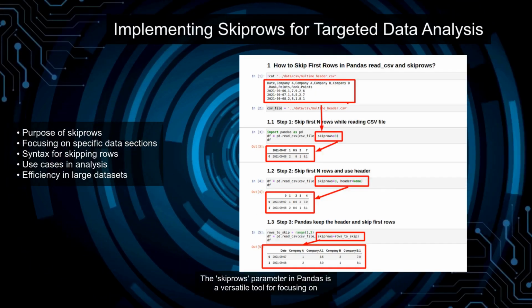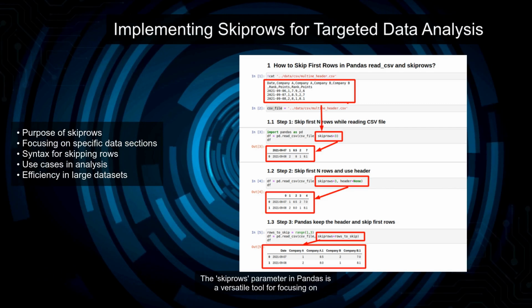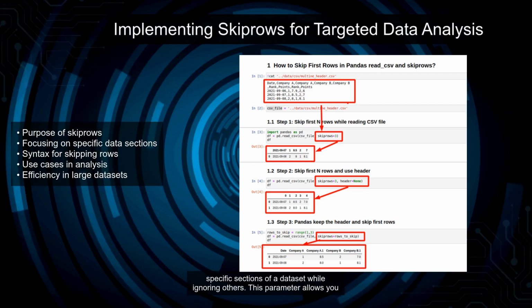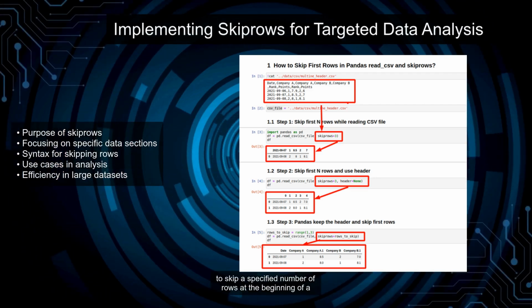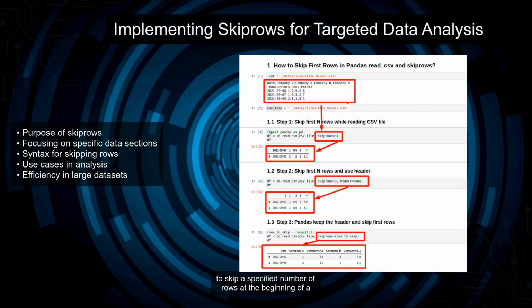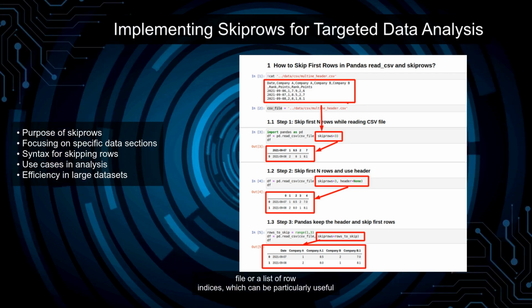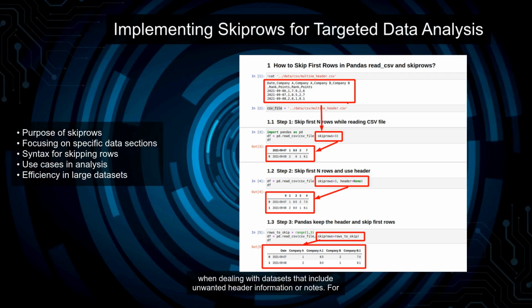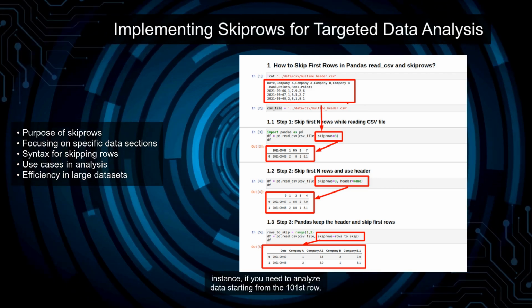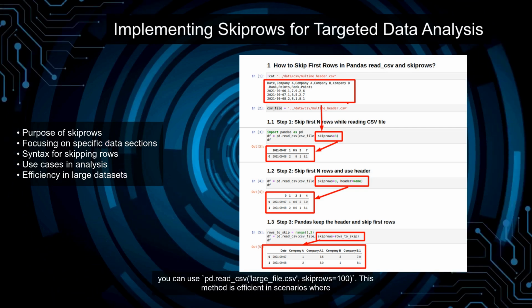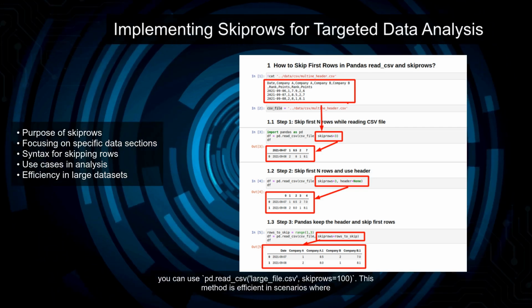The skiprows parameter in Pandas is a versatile tool for focusing on specific sections of a dataset while ignoring others. This parameter allows you to skip a specified number of rows at the beginning of a file or a list of row indices, which can be particularly useful when dealing with datasets that include unwanted header information or notes.